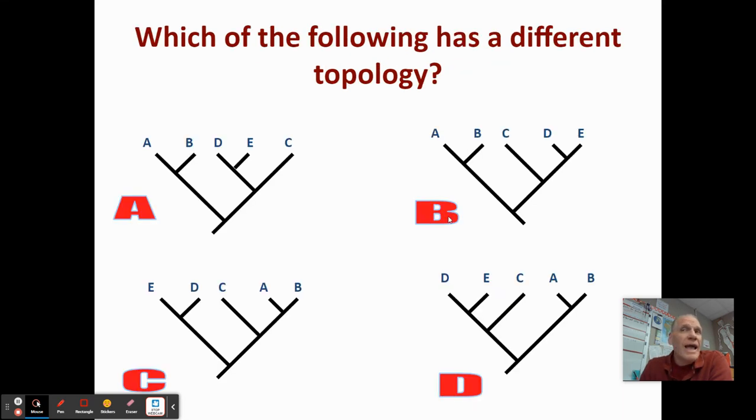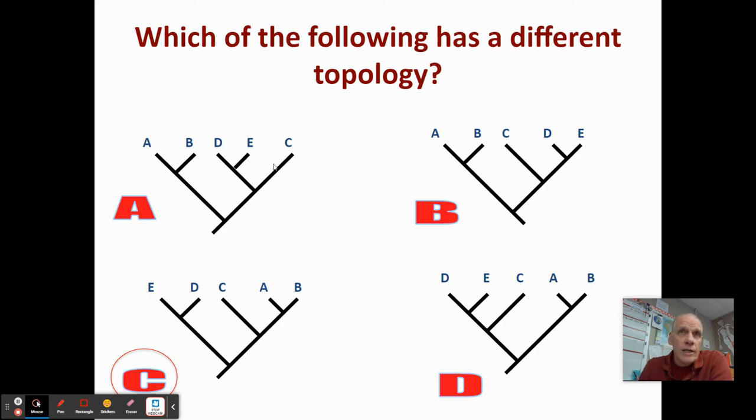So now let's look at this one. Which of the following has a different topology? Which is the odd one out? Which one doesn't show the same relationships? Take a few seconds and look at this. Hopefully you chose C. C is not correct.